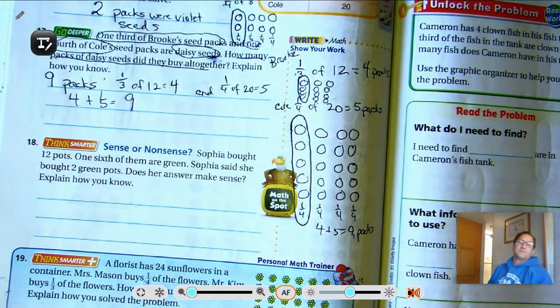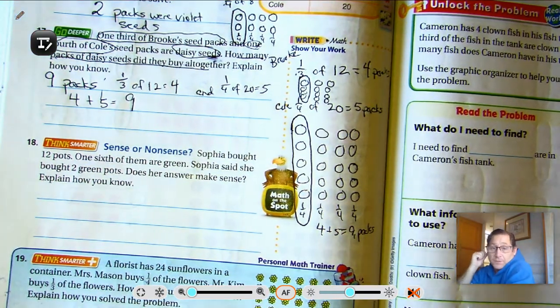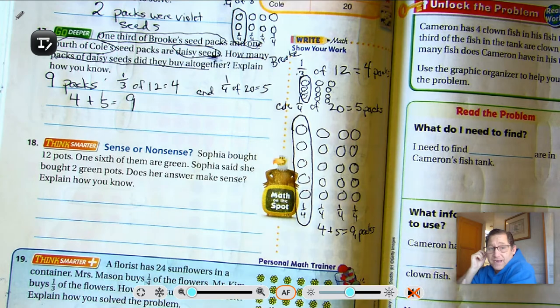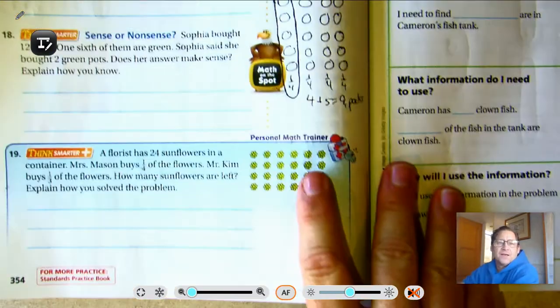All right, so the explanation: 1/3 of 12 is 4. So Brooke had 4 packs of daisy seeds, and Cole has 1/4 of 20, so he bought 5 packs of daisy seeds. 4 plus 5, 9. All right, 18. Sense or nonsense?